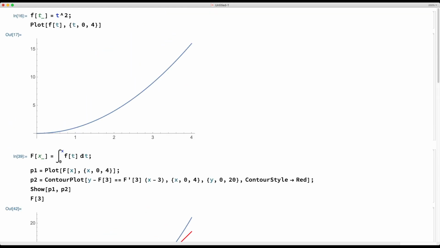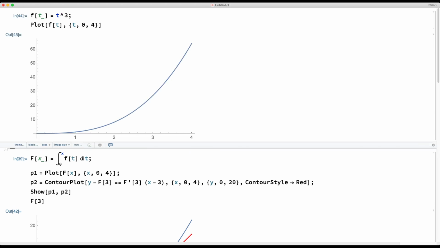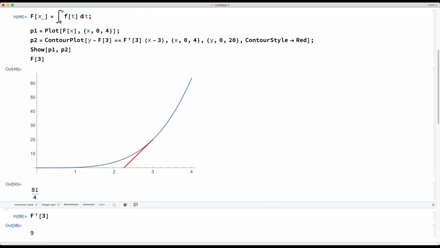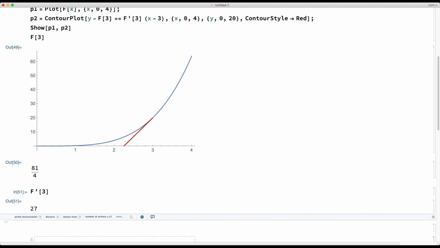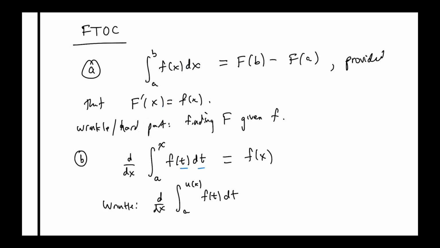Because, for example, let's say that I change this to t cubed, okay, and then I redo this. The value of the area is 81/4, but the slope is 27, okay? So the fact that they were both 9 there was just coincidence, okay? All right, is that okay? Yeah? All right, so that's the sort of interpretation of the fundamental theorem. All right, so let me go back to the iPad.